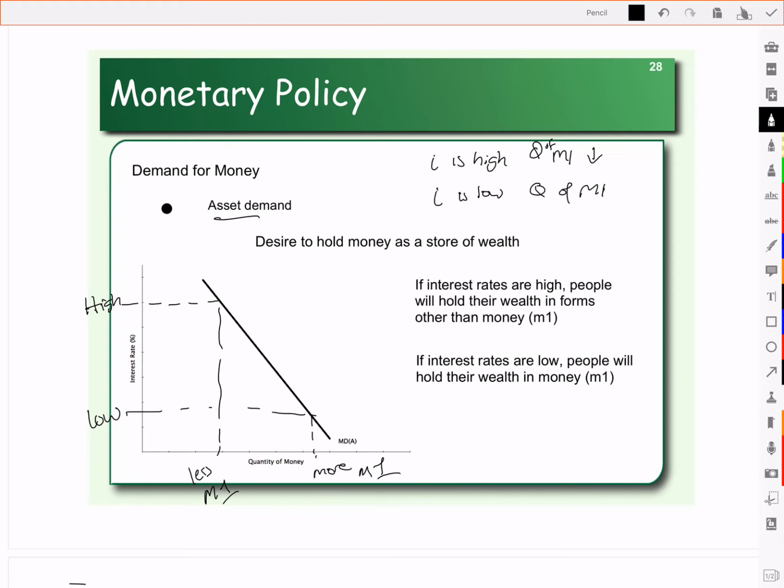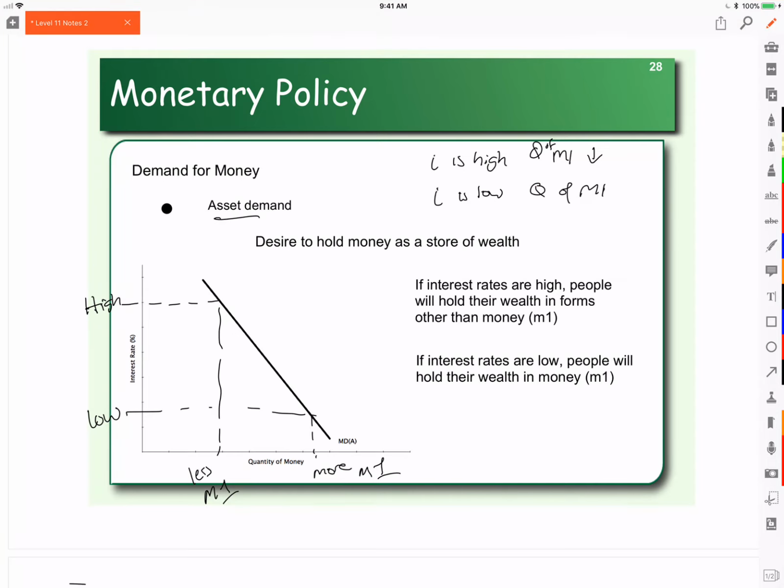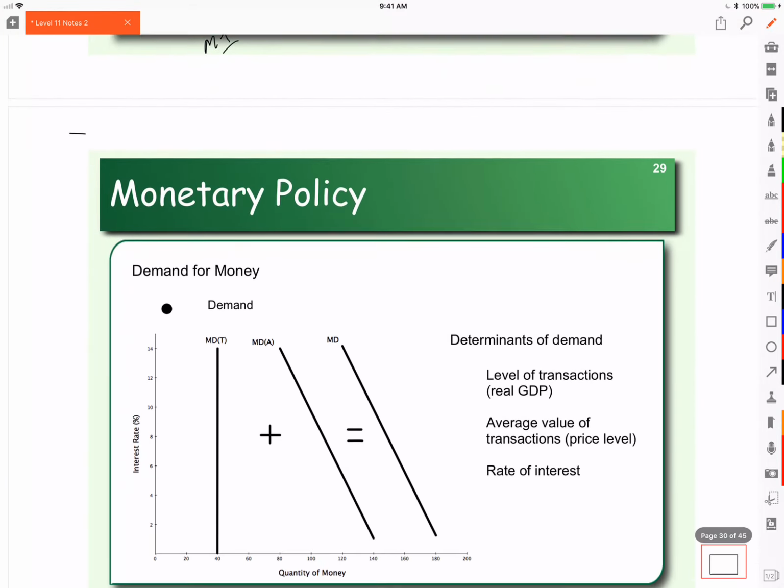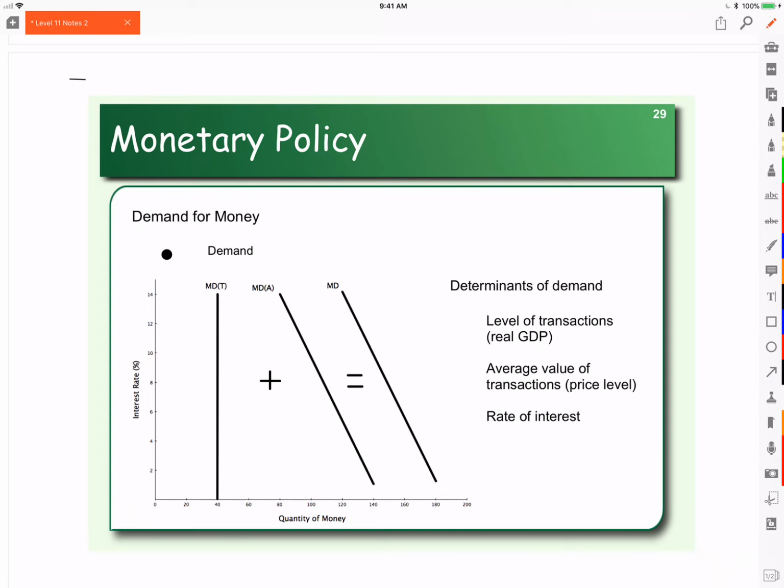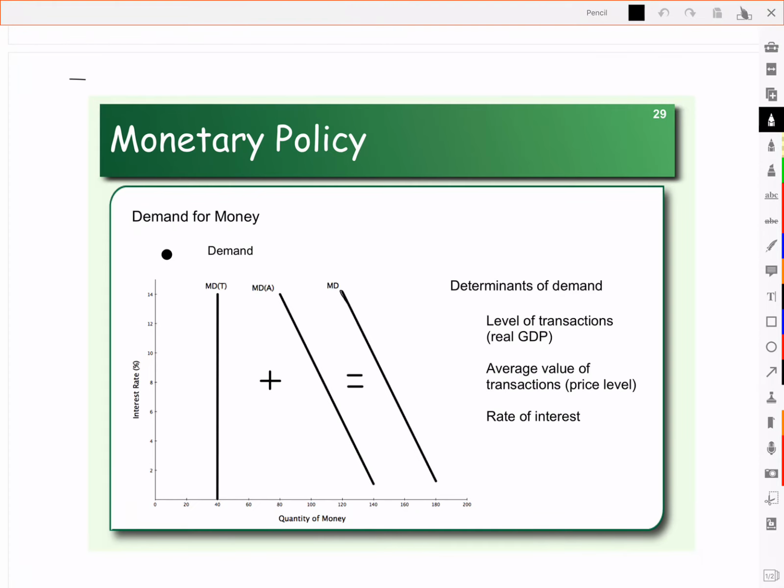So what we find then is the asset demand for money is downward sloping. At high levels of interest, M1 is low, and at low levels of interest, M1 is higher. So when we add together the asset demand and the transaction demand, what we get is an overall demand for money that is downward sloping. Remember, the transaction demand for money is independent of interest rates, but the asset demand for money changes with the interest rate. So our overall demand for money is going to be downward sloping as well.